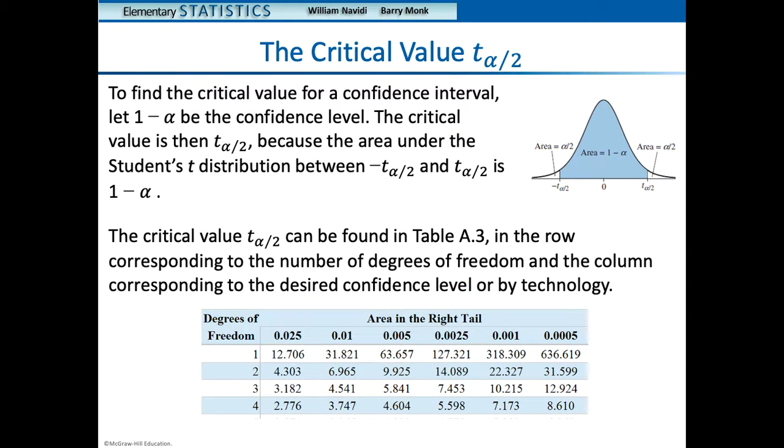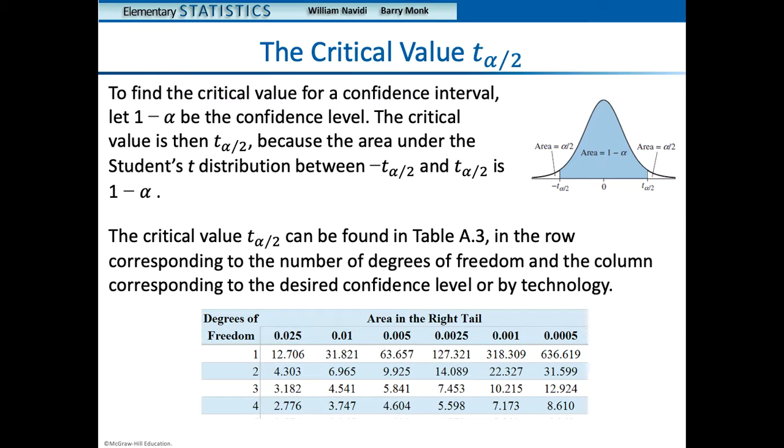So the table that we would use to find the critical values, it's in your appendix. It's table A3. It's just a one-page table. The alpha over 2 notation, which we introduced last time, still applies in this case, right? The only difference is that the distribution curve is no longer a normal curve. It's a student's t distribution curve, right?